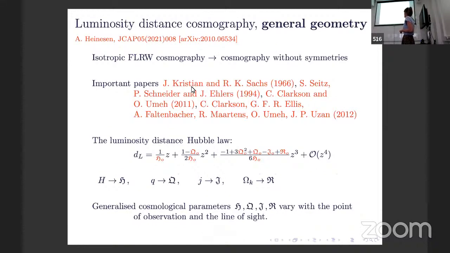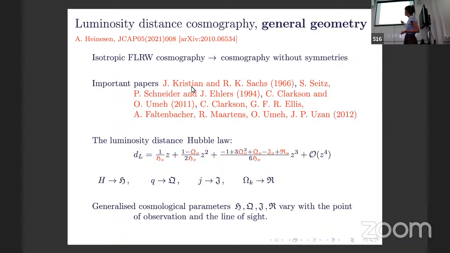So the observable that I will talk about first is luminosity distance, and the details of what I'm going to present are in this paper, and it relies on important previous papers in the literature by, for instance, Kristian and Sachs, Ehlers, George Ellis, Chris Clarkson, Obinna Umeh, and collaborators.